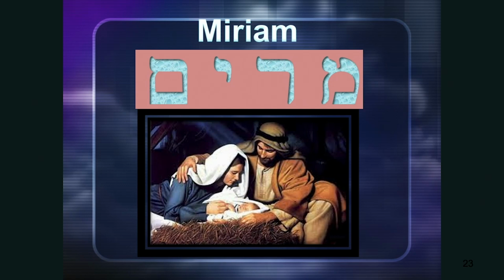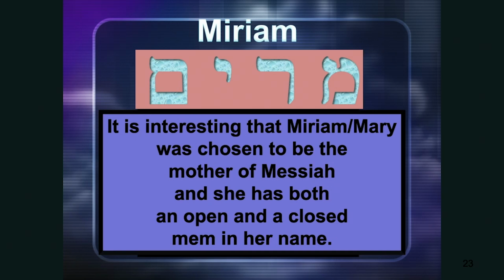Okay, I think it's interesting about Miriam. She has both mems, an open womb and a closed womb. She had a closed womb before the Messiah, and then an open womb and had many other kids. But it's interesting that Miriam, or Mary, was chosen to be the mother of the Messiah, and she has both an open and a closed mem in her name.